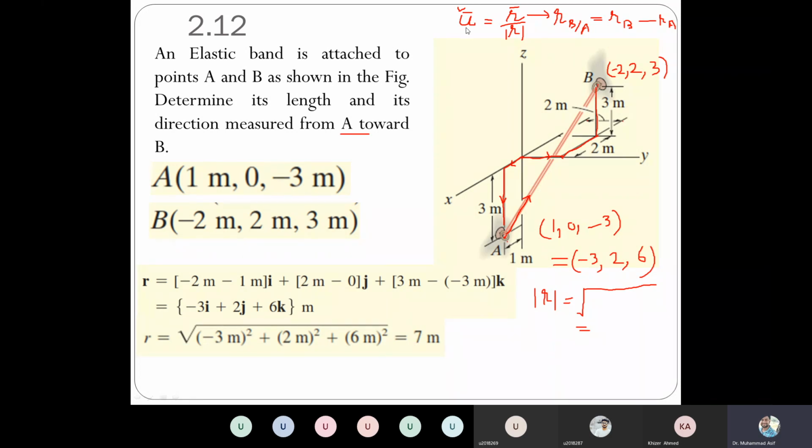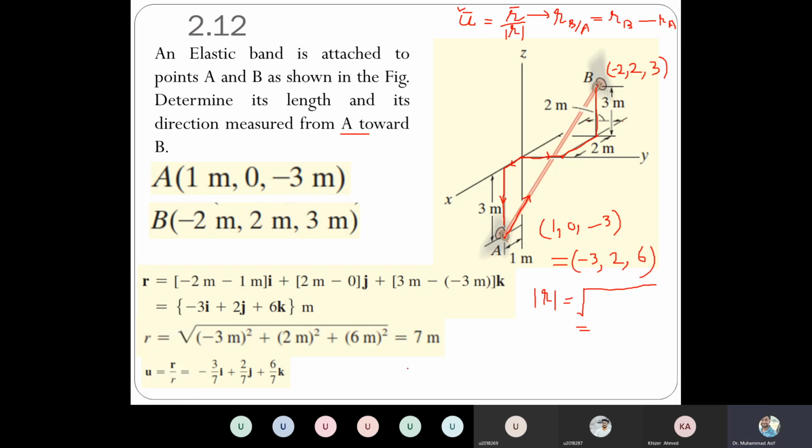And finally, how to get the unit vector? Because the unit vector will give you the direction. The unit vector is obtained if you divide a vector by its magnitude. Magnitude is 7, so you divide the vector by 7, and that will give you the direction, right? So this is how, and you can even get the angles. How can you get the angles?